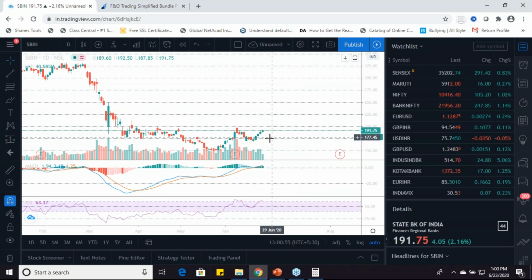And that's what SBI is. So on the support side, we can see the 170 levels, and on the upside, right now it's trying to go to the level of 197. Once it crosses the 197 level, we can see further upside towards the 220 and then 230 levels. So that's what the SBI says. So I think that's a good thing.